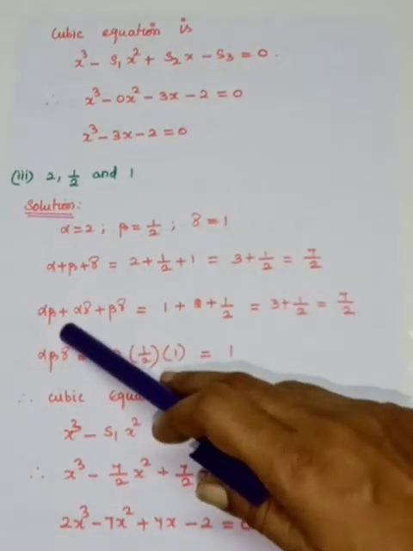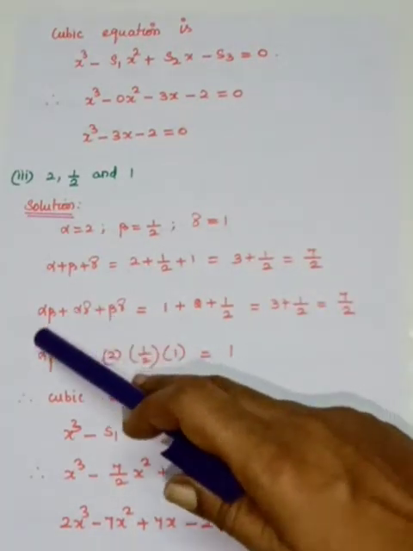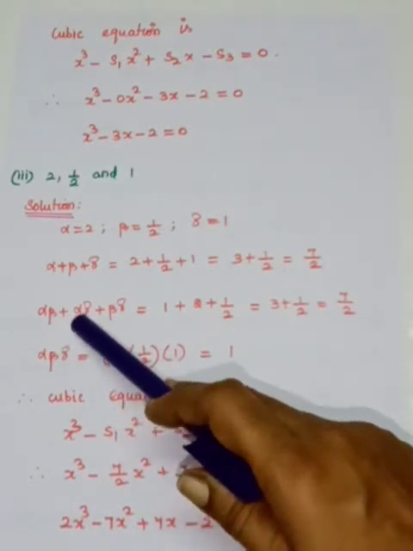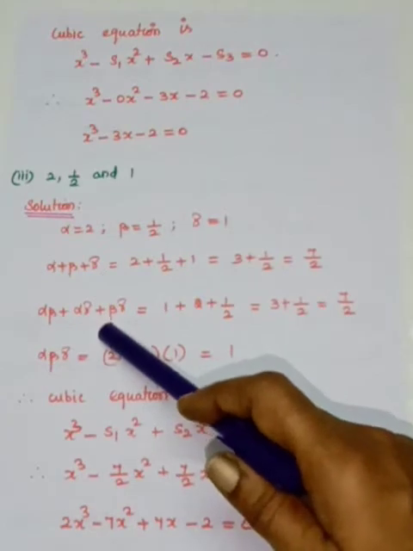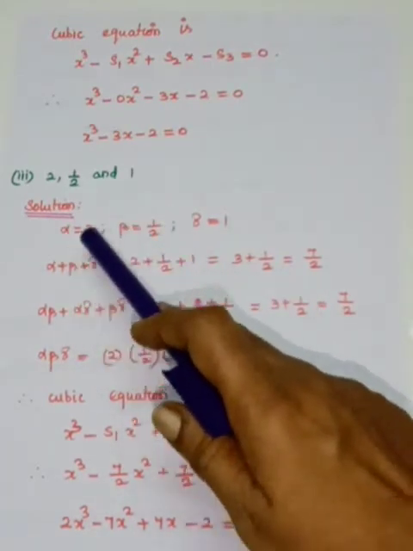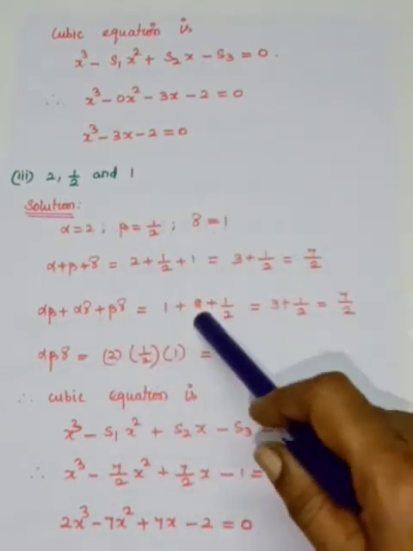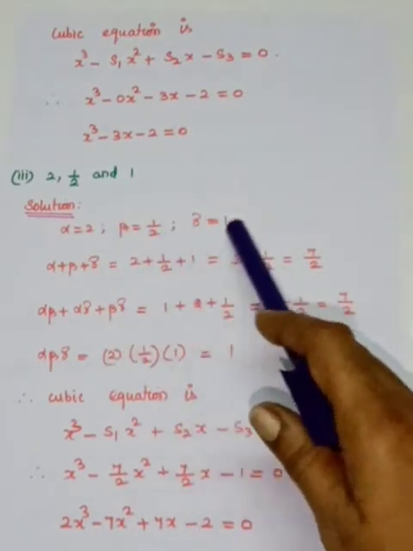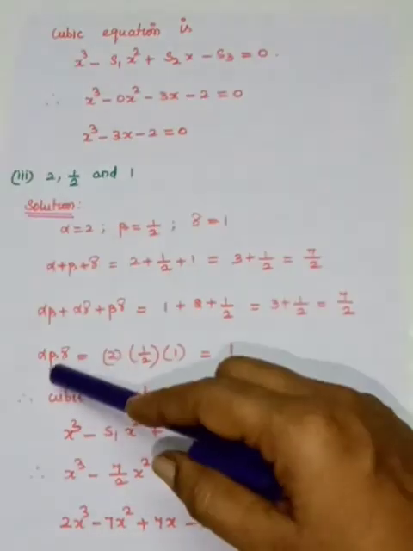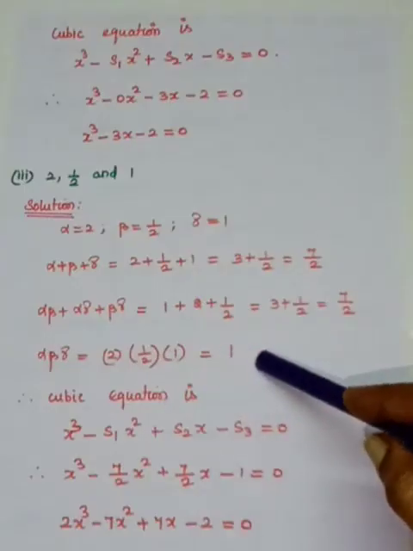Next, you have to take the sum of the product of two roots taken at a time. So alpha beta plus alpha gamma plus beta gamma. Alpha into beta is 2 into 1 by 2, which is 1. Alpha gamma is 2 into 1, 2. And beta gamma is 1 by 2 into 1, that is 1 by 2. So the answer is 7 by 2 if you add. Next, alpha, beta, gamma, if you multiply, your answer is 1.